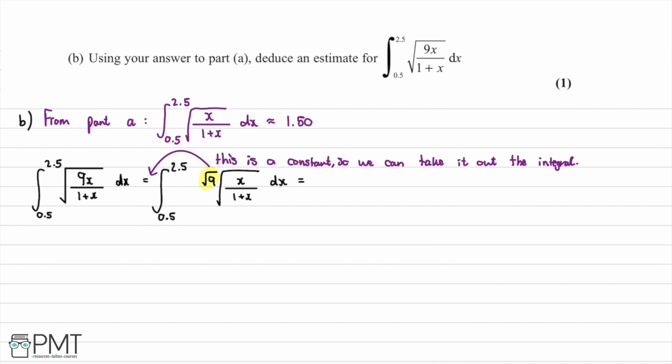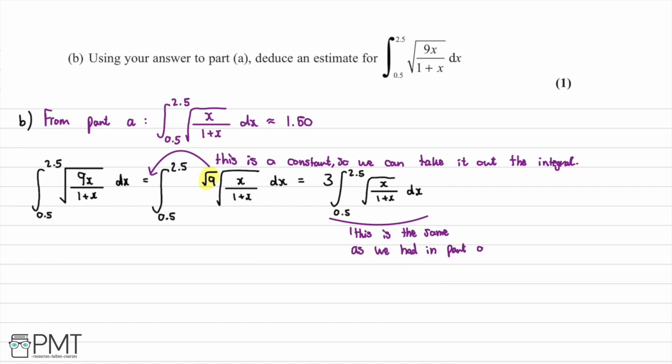So therefore, we have that this is going to be equal to the square root of 9 coming outside the integral, which is going to be equal to 3, and then our integral remains the same. So it's going to be the integral from 0.5 to 2.5 of the square root of x divided by 1 plus x, with respect to x. But what do we notice now? This integral here is exactly the same as we had in part A.